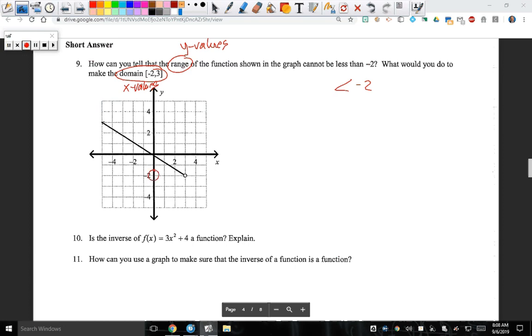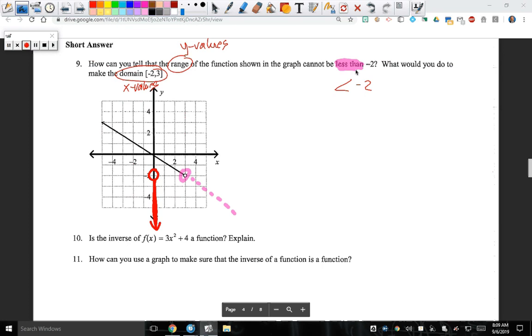Less than -2 range-wise means over here. So not at -2, that's why I have it open, but everything below. And the reason why you can tell is that there's nothing over here. It doesn't keep going. If it did, then it would be hitting these y values. But because it's open right here, it's less than, not less than or equal to, and again, it doesn't keep going. So that's how you can tell from the open circle at y equals -2.